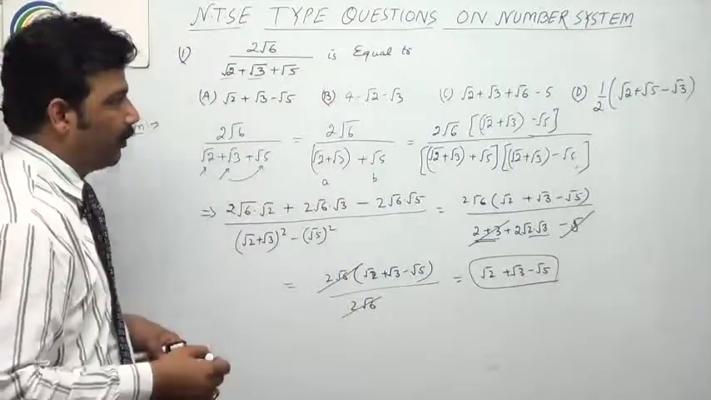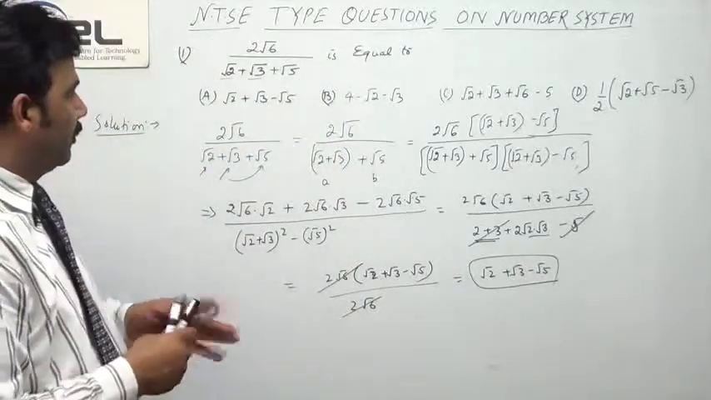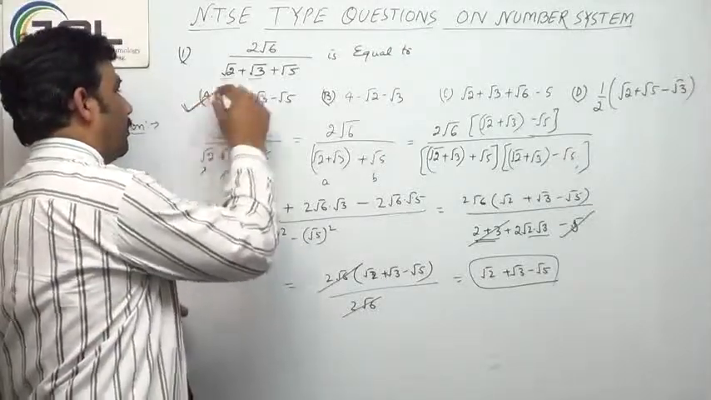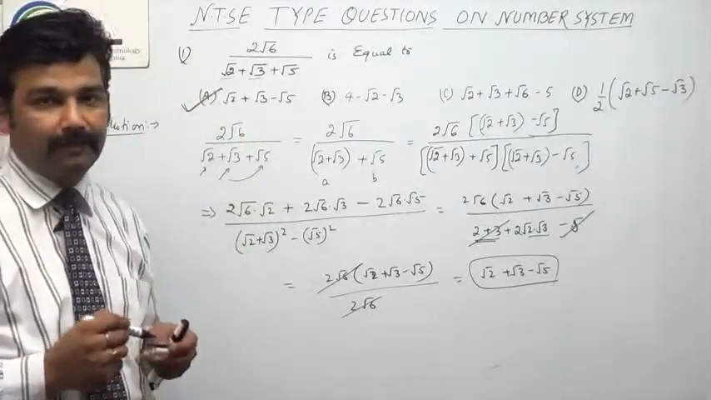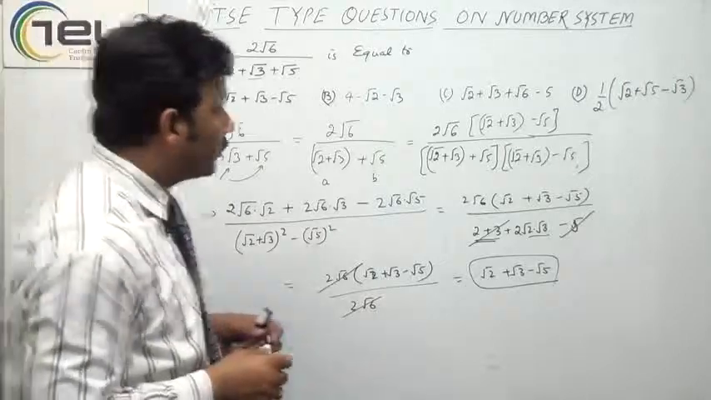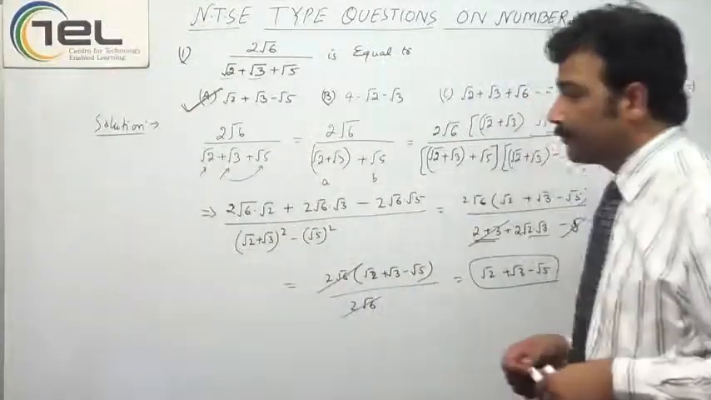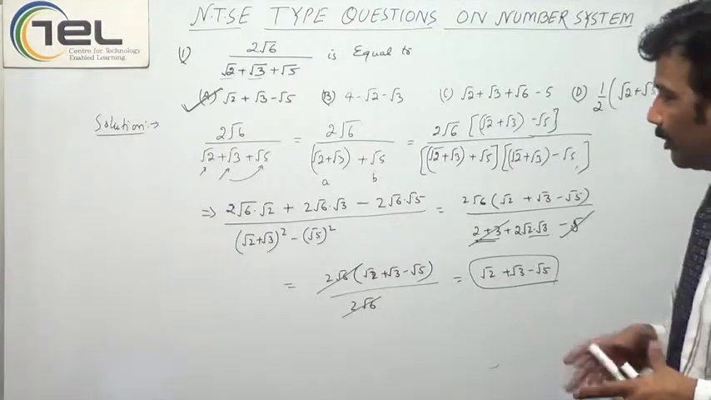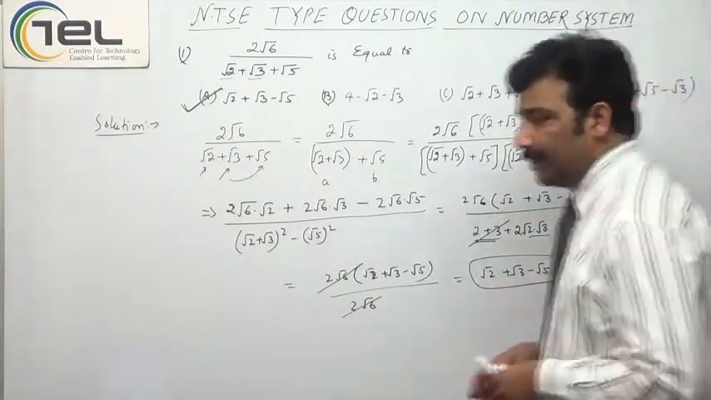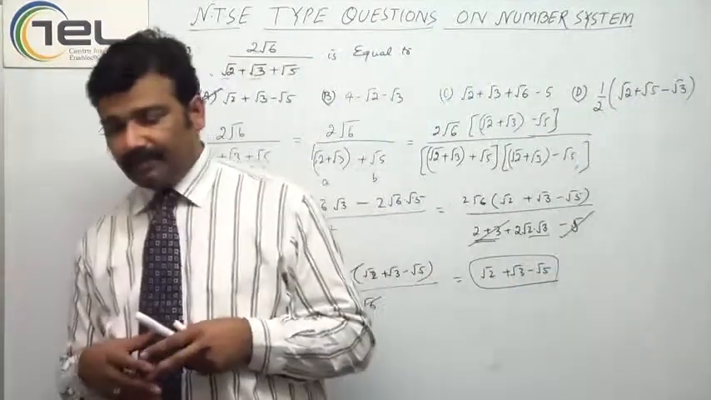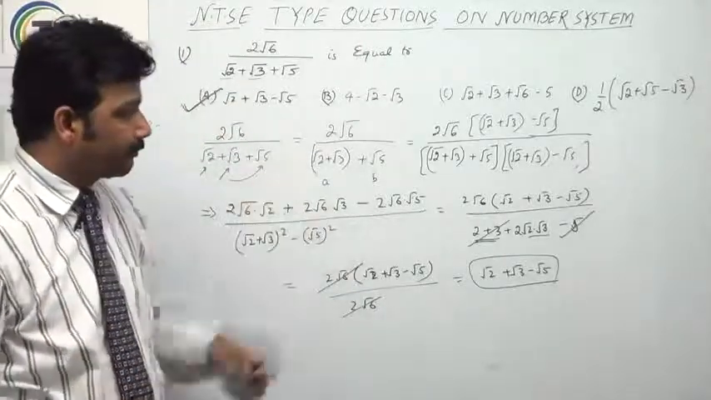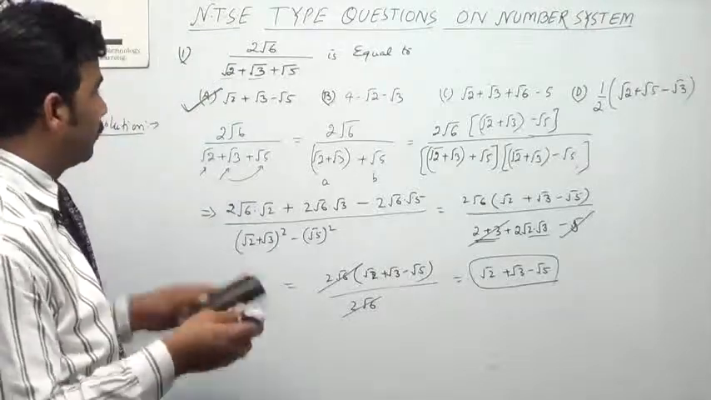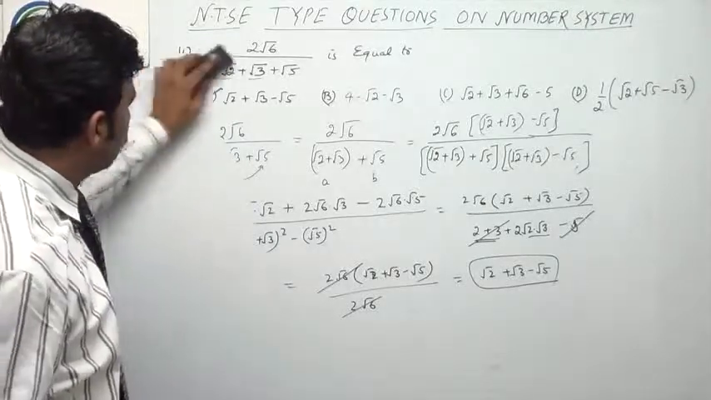So now check which option is the perfect one. I think option A is the perfect answer for this one. Clear? So this is one question which we did, and an important one also. Normally in NTSE type examinations we have these types of questions when the question on number system comes. Let's go to the next question.